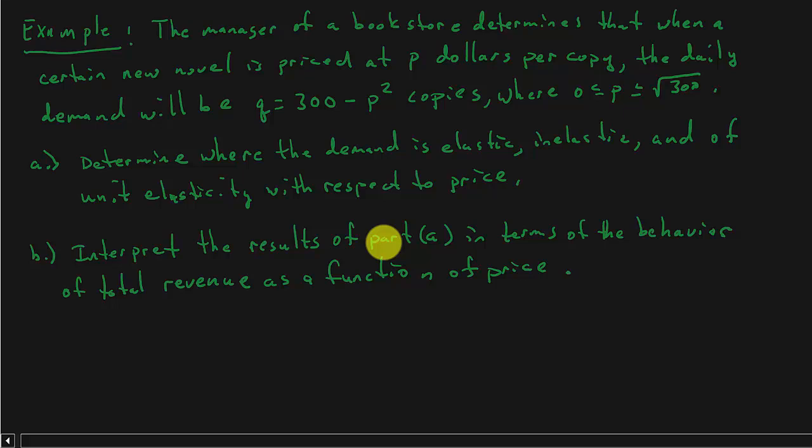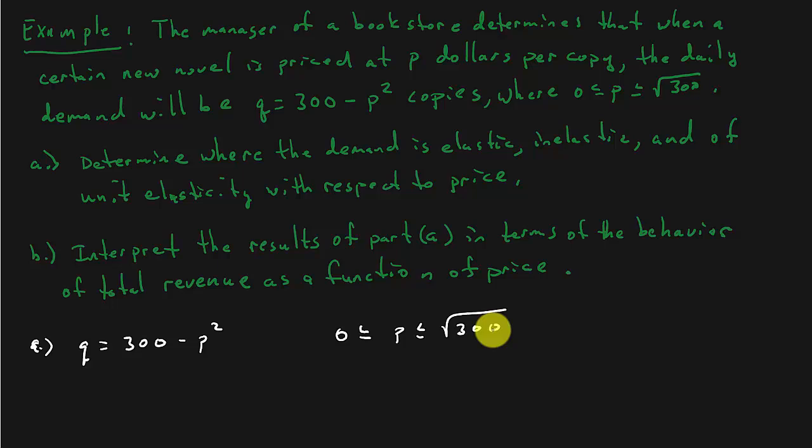All right, so the manager of a bookstore determines that when a certain new novel is priced at P dollars per copy, the daily demand will be, so this is part A, Q is equal to 300 minus P squared copies, where P is between 0 and the square root of 300. Determine where the demand is elastic, inelastic, and of unit elasticity with respect to price.